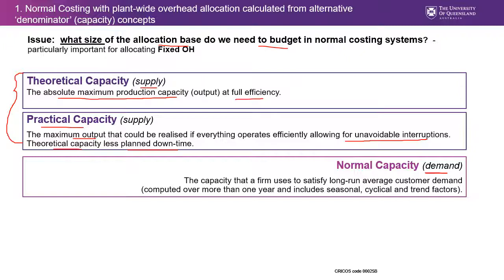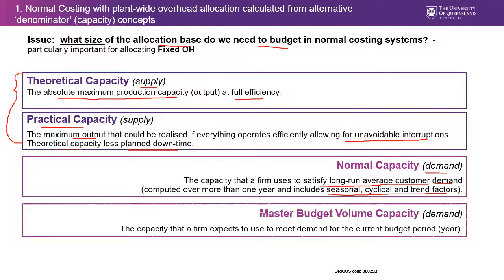This capacity is based on demand. Normal capacity is the capacity the firm uses to satisfy long-run average customer demand. So it takes into consideration and averages out all the seasonal, cyclical and trend factors. Another demand capacity, so this is a way of choosing your denominator in your budgeted overhead rate.